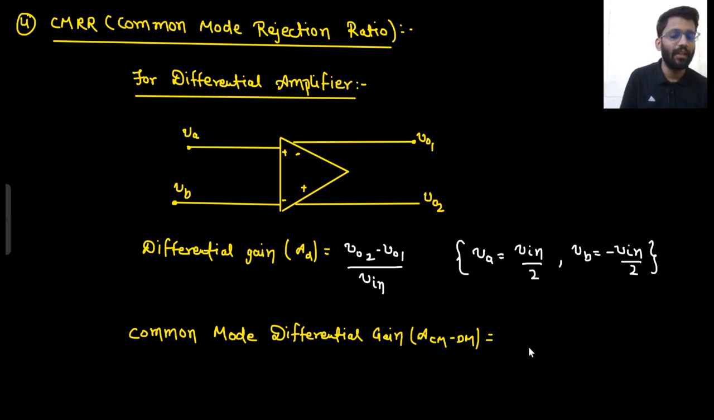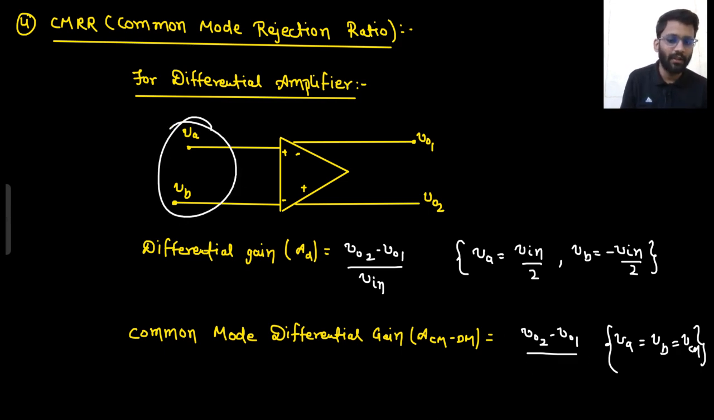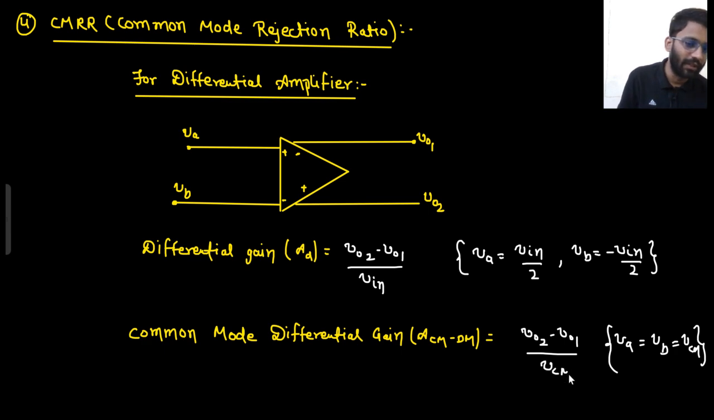And what was our common mode gain? Common mode differential gain. What was our common mode differential gain? So what you were doing? V02 minus V01. But in the case when you have applied both of the inputs, VA equals VB equals VCM. So V02 minus V01 divided by (VCM plus VCM) by 2. You just take the average of the input and subtraction of the output. What is the average of the input? VCM plus VCM by 2. That would be VCM only. So this was your differential gain. Sorry, this was your common mode differential gain, and this was your differential gain.